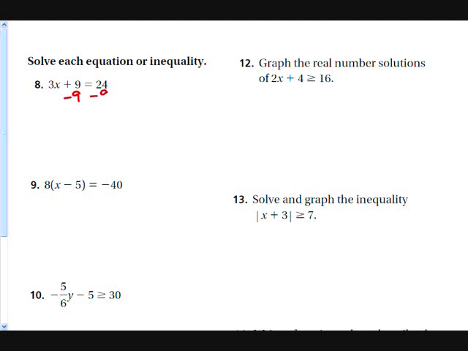So I subtract the 9 from each side. When I do that, this is going to give me 3x equals 15. And now to undo multiplying by 3, I have to divide each side by 3. So I find out that x equals 5. And that's it. So again, work backwards through order of operations and undo operations as we go.